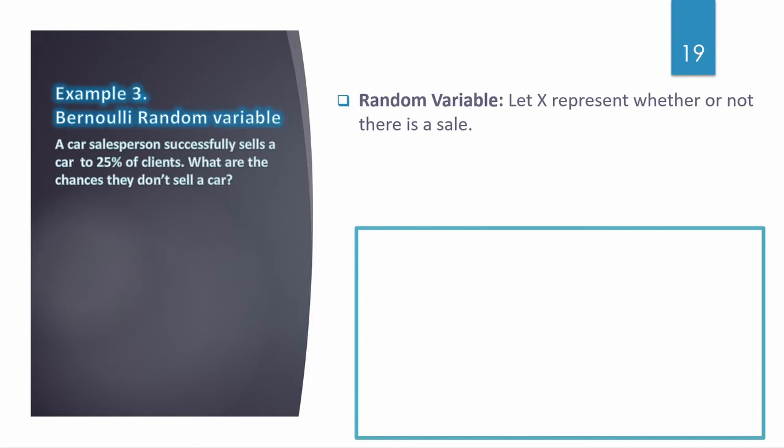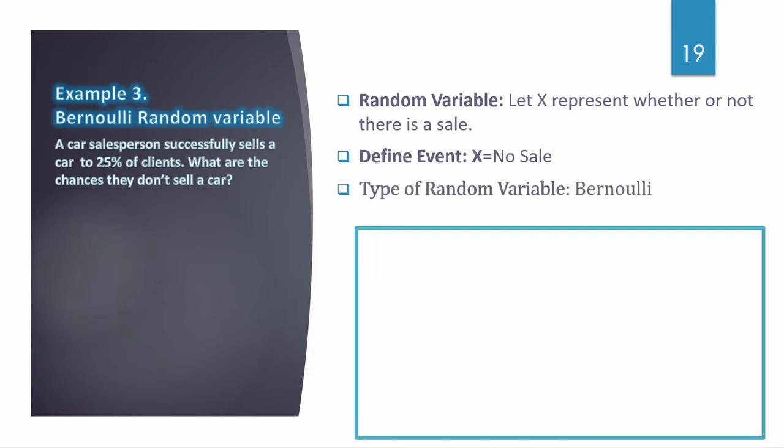Well, let's go through our same steps. I'm going to let X represent whether or not there's a sale. I'm going to define an event: X is going to take on the value no sale. Which type of random variable is this? Well, it's a Bernoulli random variable. Why is it not a uniform? Because sale and no sale are not equally likely. We see that there's only a 25% chance of a successful sale.